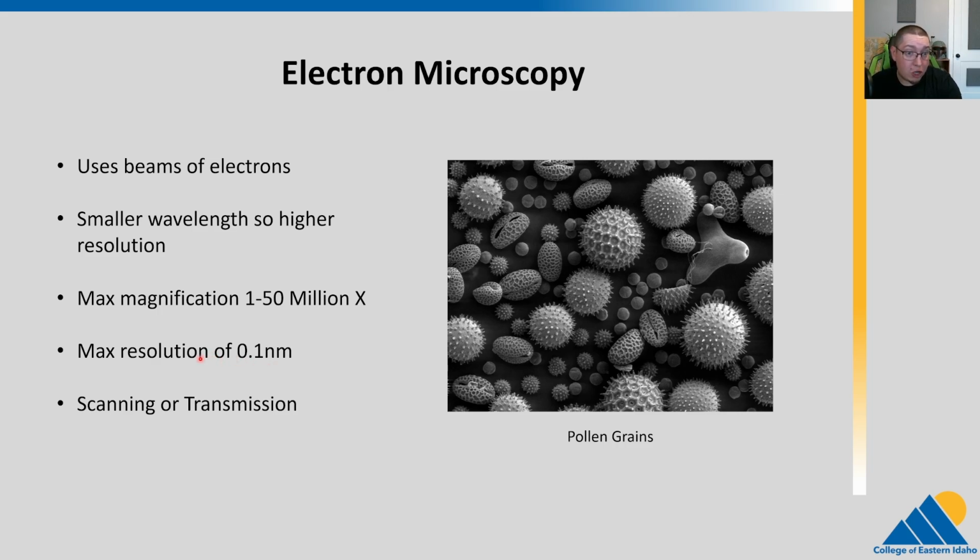There are also 2 different types of electron microscopy. They're kind of similar to our light microscopy. We have scanning electron microscopy that bounces electrons off the surface of something. That's kind of like our dissecting microscopes for light microscopy. Then we have transmission electron microscopy that actually shines electrons through a substance, like our compound microscope we just saw.